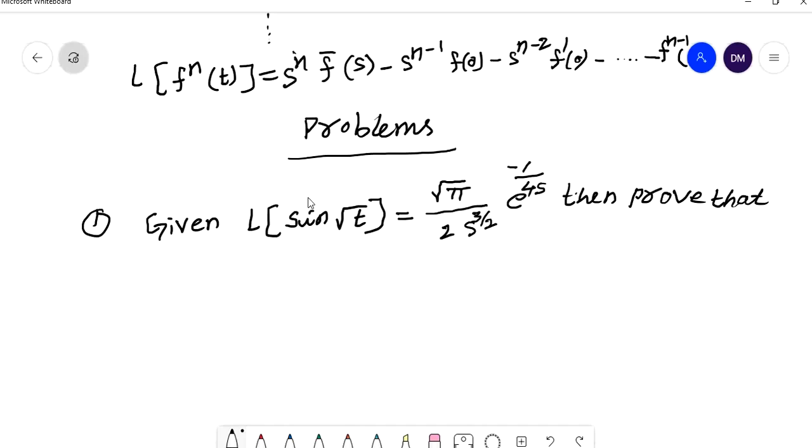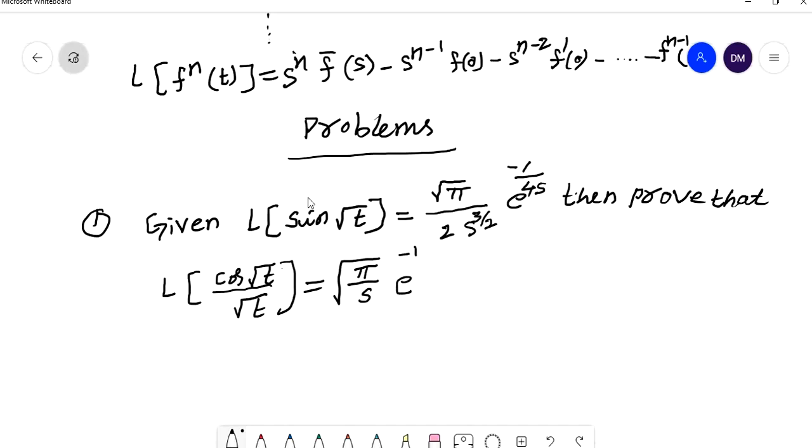Laplace transform of cos root t by root t is equal to root of pi by s into e power minus 1 by 4s. So this is what we have to prove.